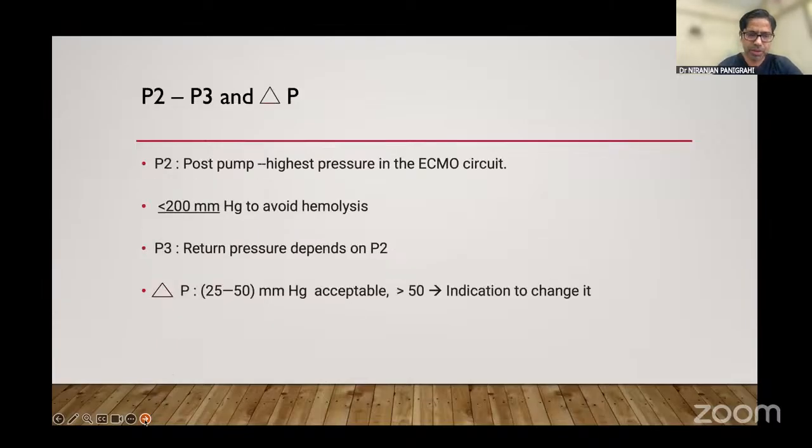So again, these are the P1, P2, P3, and the delta P. Again, more than 50, but not in isolation. If the delta pressure is more than 50, the oxygenator function is deteriorating. If the patient is desaturating, we have to consider other parameters as well, not a single parameter. If these numbers are showing that the oxygenator function is deteriorating, then these are indications to change the oxygenator.